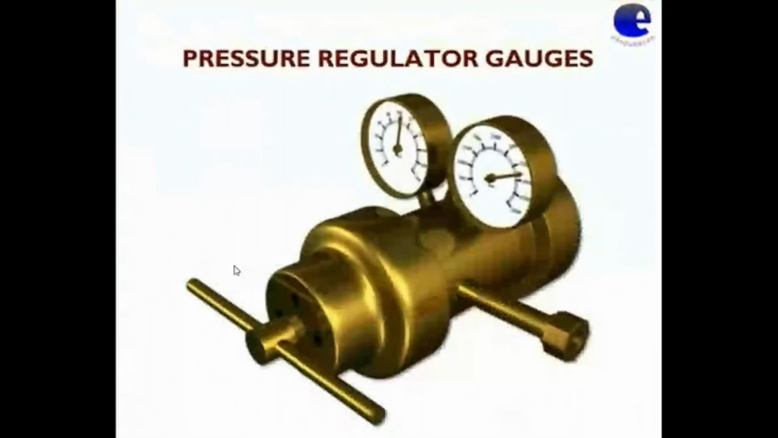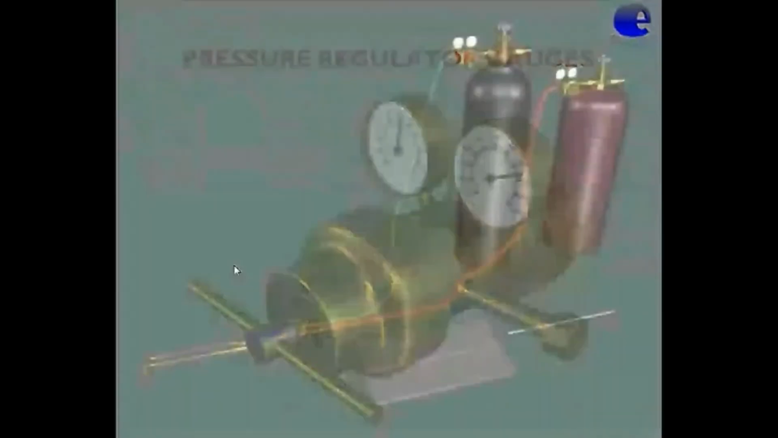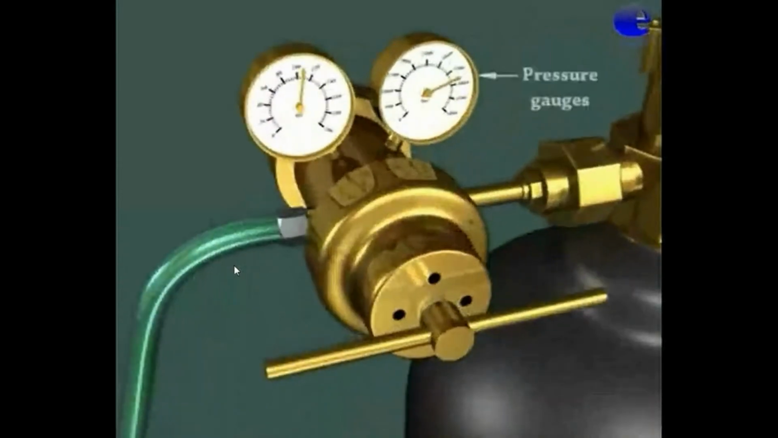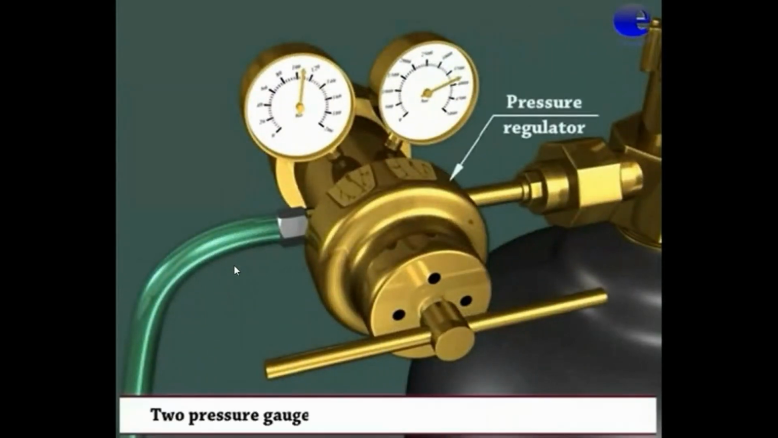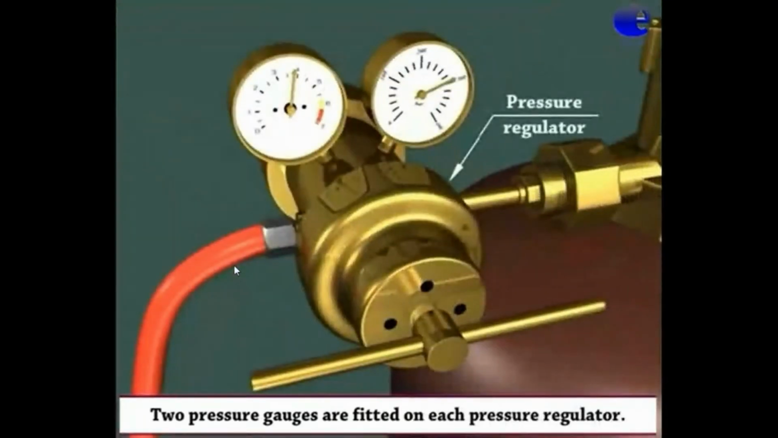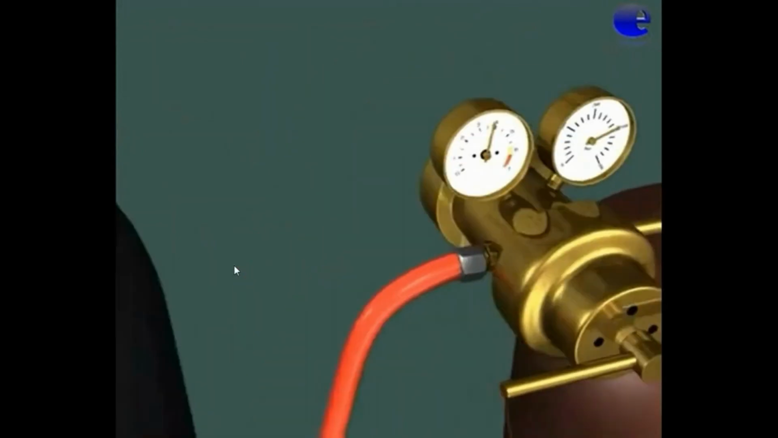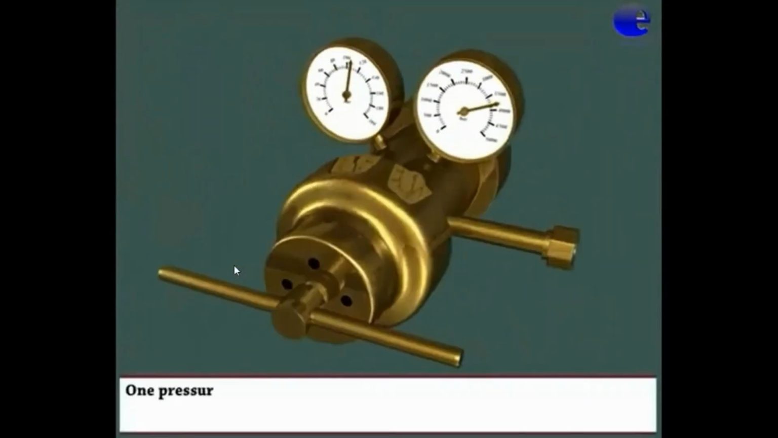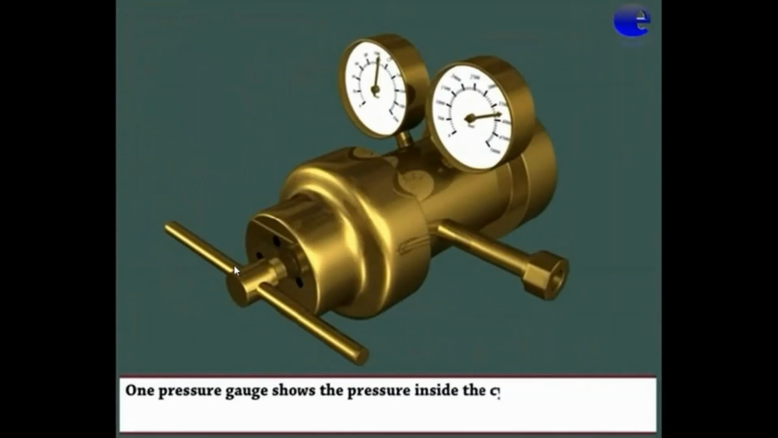Pressure regulator gauges. Now we are seeing a close look at the pressure gauge. Two pressure gauges are fitted on each pressure regulator. One pressure gauge shows the pressure inside the cylinder and the other shows the working pressure of the fuel gas and oxygen.